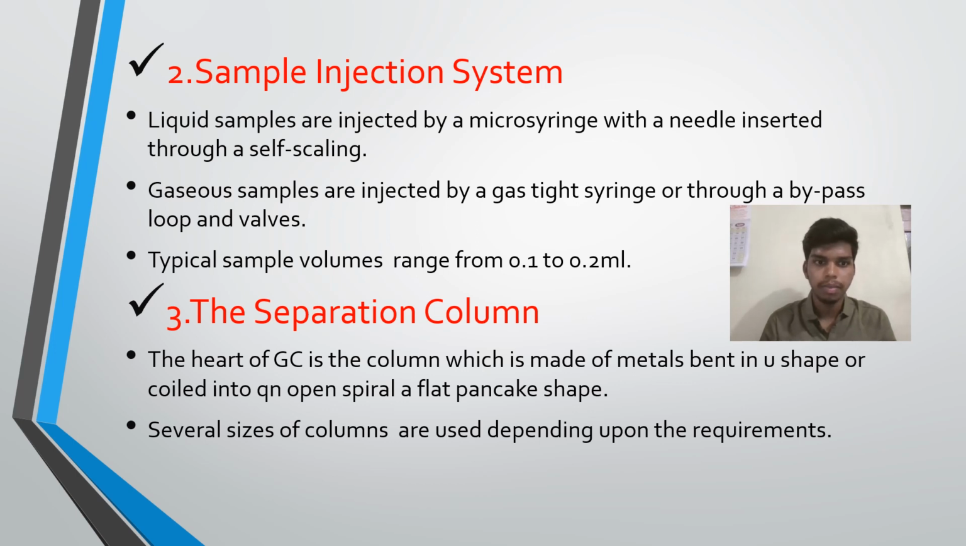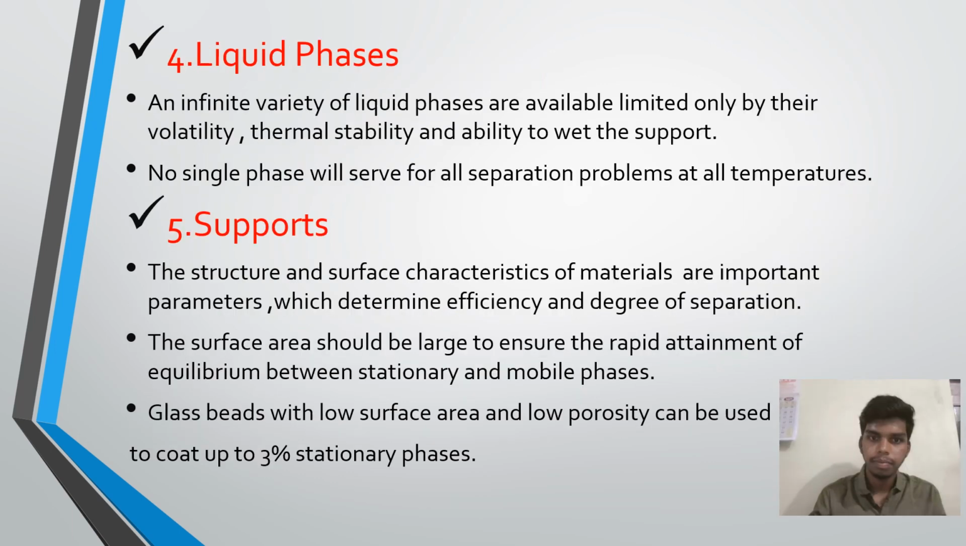The separation column. The heart of GC is the column, which is made of metal bent in a U-shape or coiled into an open spiral or a flat pancake shape. Several sizes of columns are used depending upon the requirements.